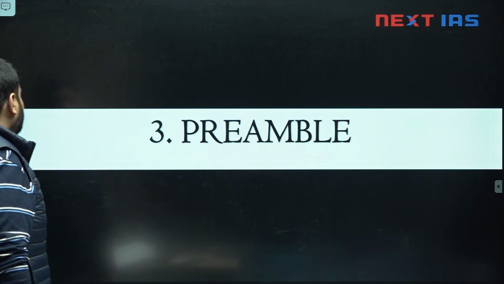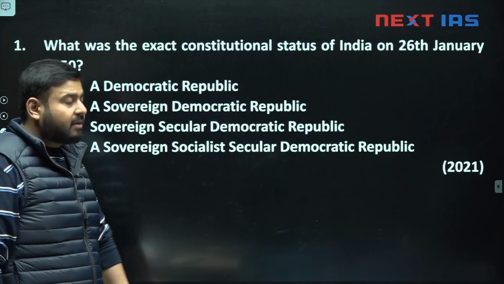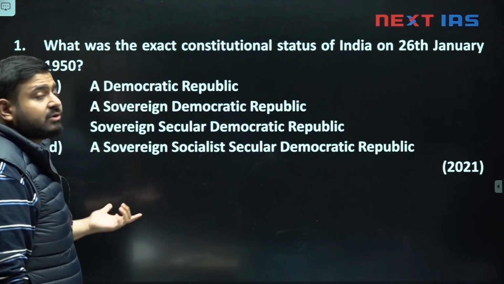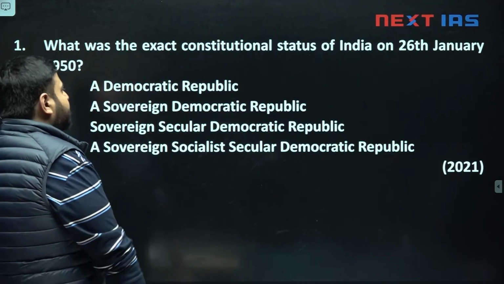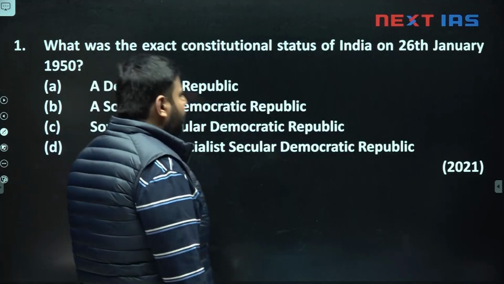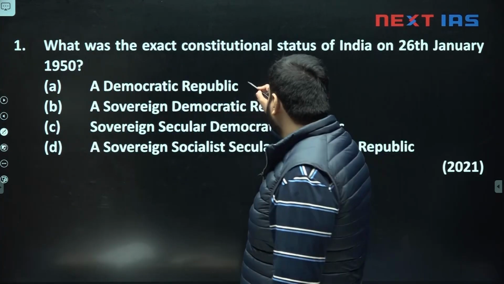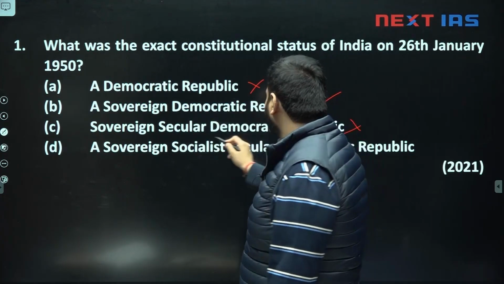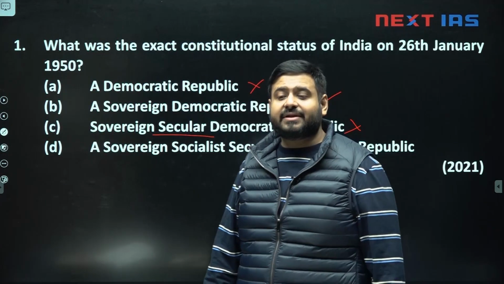Preamble: every year there is generally one question from the preamble, and the question will be very simple, right? Mostly a factual question comes from the preamble. What was the exact constitutional status on 26 January 1950? It means they are asking what was mentioned in the original preamble. A democratic republic? No. A sovereign democratic republic? Yes. Sovereign secular? No. This word secular was added through the 42nd Constitution Amendment Act 1976.